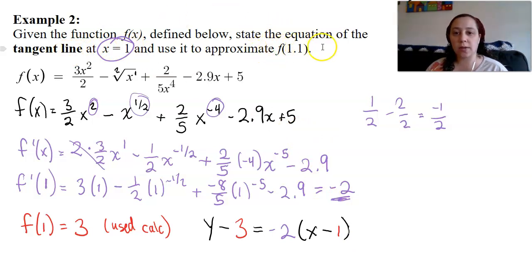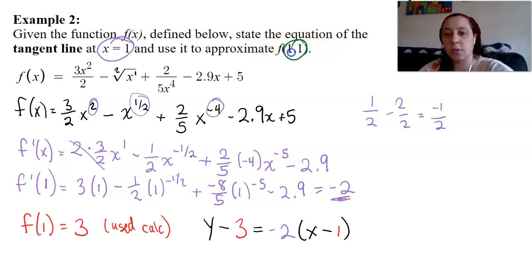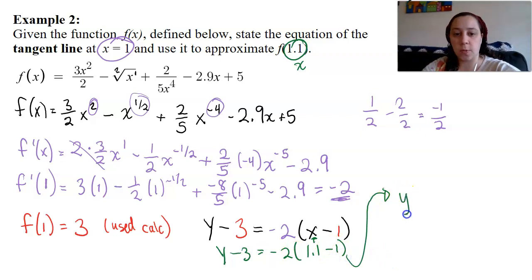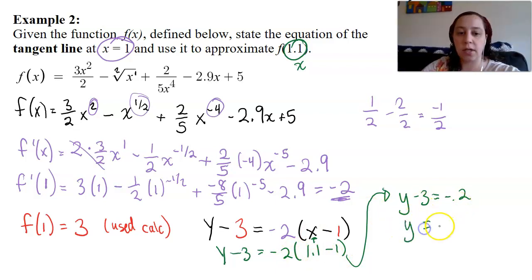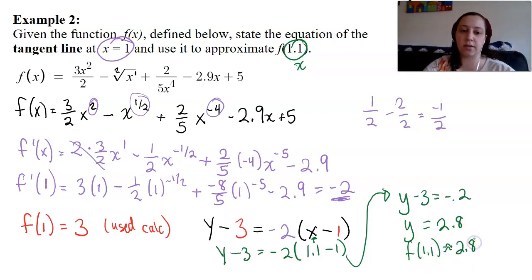I can use it to approximate f of 1.1. So this 1.1 is my new x value. 1.1 is going in for x. So I have y minus 3 equals -2 times 1.1 minus 1. So I get y minus 3 equals 1.1 minus 1 is 0.1 times -2, -0.2. And then I add my 3 on both sides, get y equals 2.8. So that tells me that f of 1.1 is approximately 2.8.